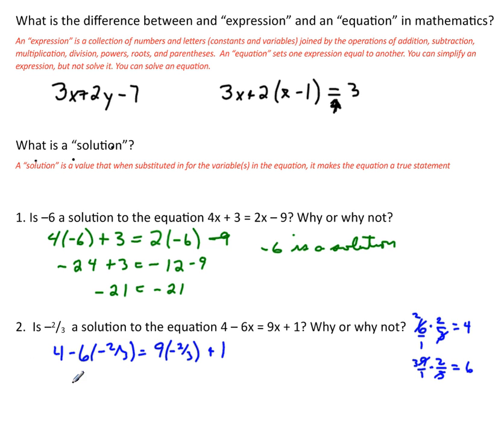So in fact, our equation turns into 4. Negative times the negative gives us a plus. Positive 2/3 of 6 was 4. And we take 9 times negative 2/3. That's going to give us negative 6, plus 1. Well, that's going to tell us that 8 is somehow equal to negative 5. Well, we know that's not true. So, clearly, negative 2/3 is not a solution.